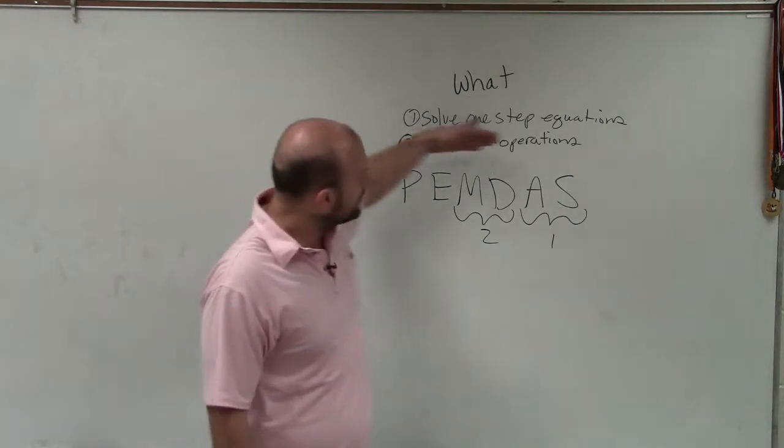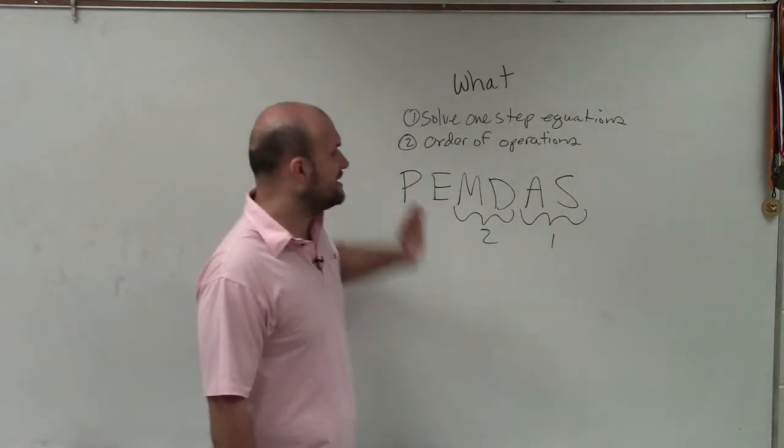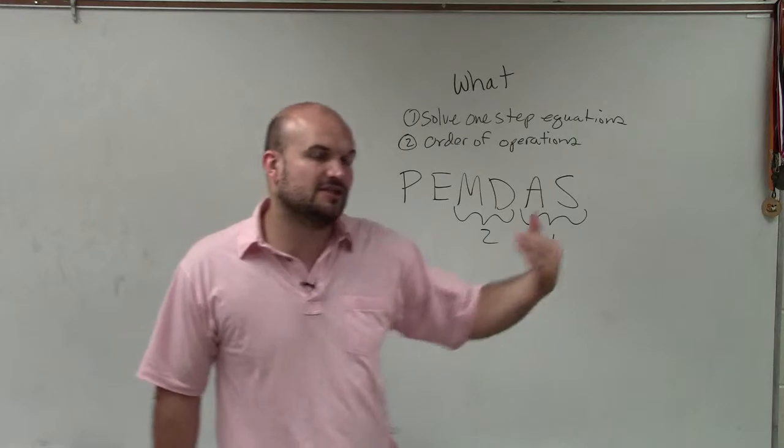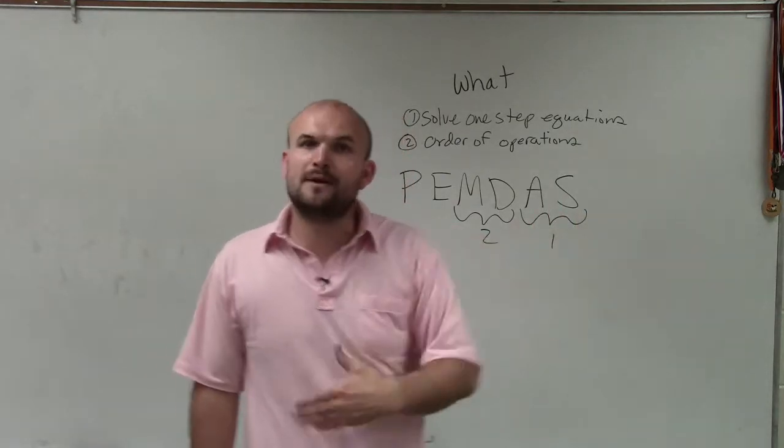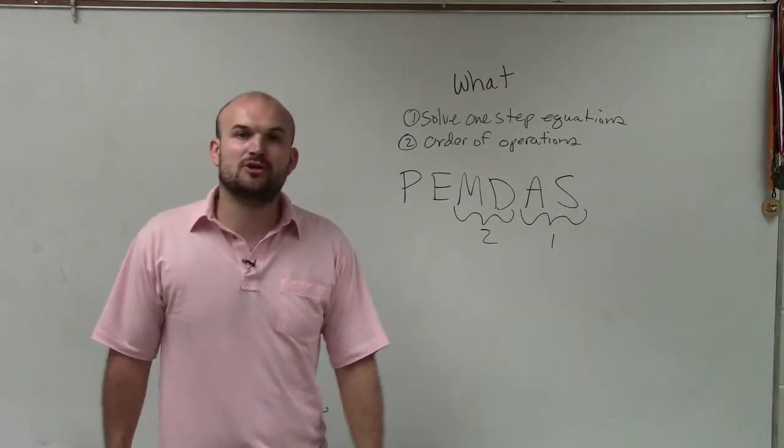So remembering order of operations is very helpful, especially when we get into multi-step equations. But for right now, for two-step equations, just understand that we're going to be using the reverse order of operations. We're going to undo addition and subtraction first, and then we undo multiplication and division.